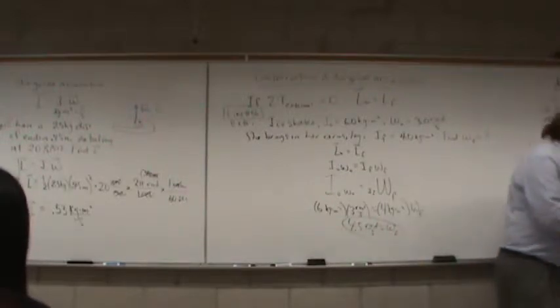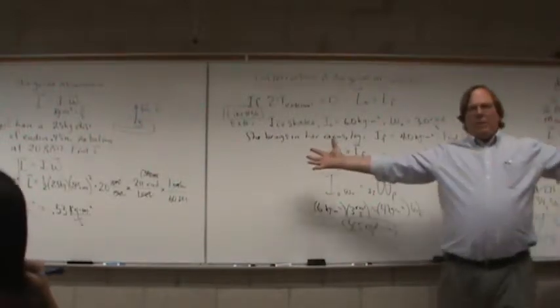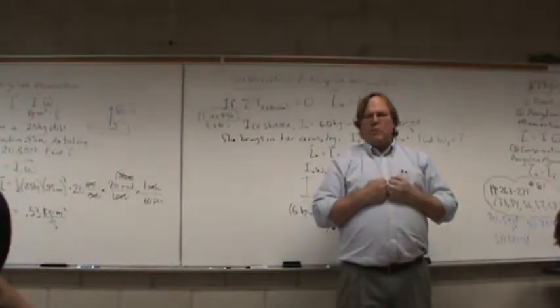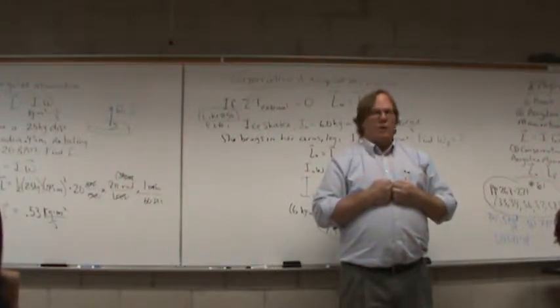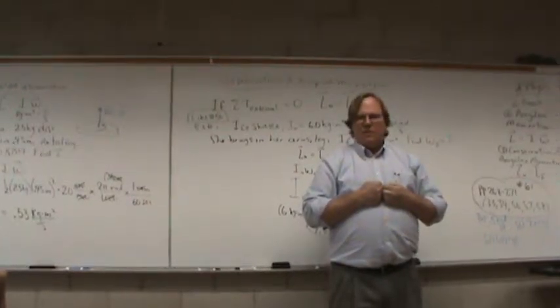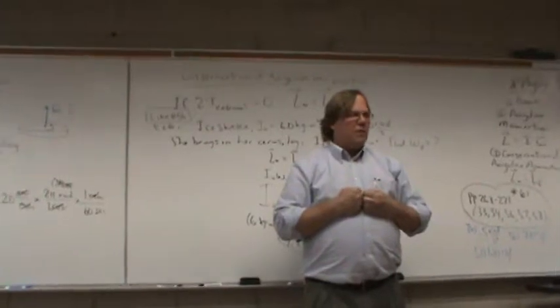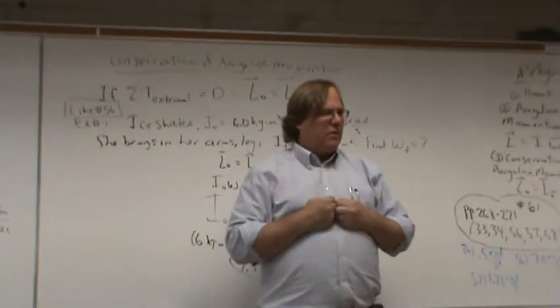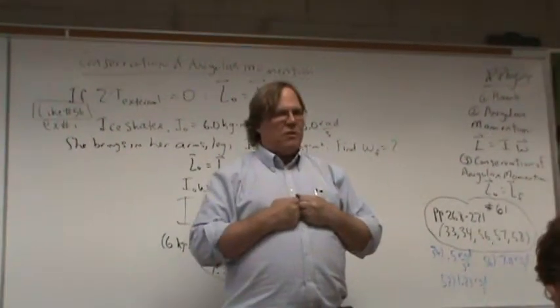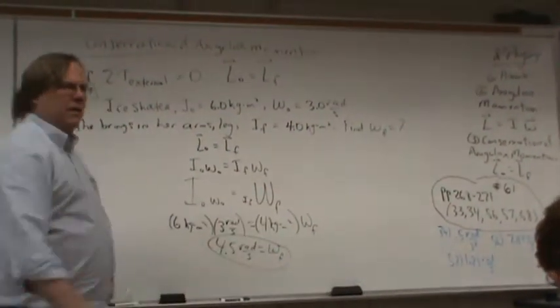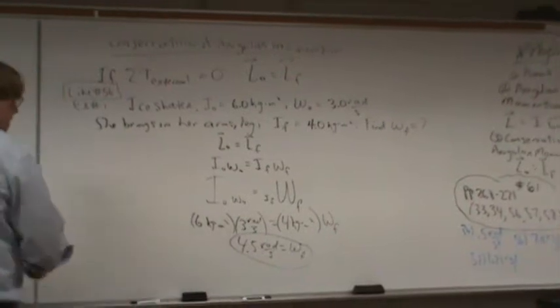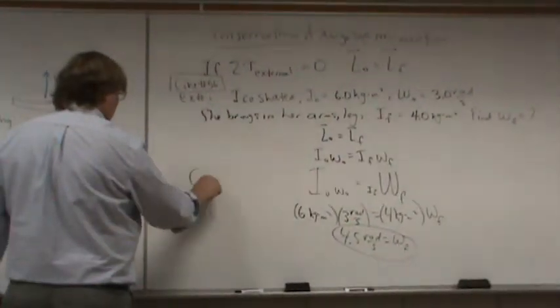So I want you to see, when she was bringing those masses in, what was she doing to her rotational inertia? Yeah, decreasing it. And by decreasing, was she changing her mass? No, not changing her mass at all, but she was changing how her mass was distributed. She reduced her rotational inertia, and by so doing, she increased her omega. Here, let me give you another example of that.